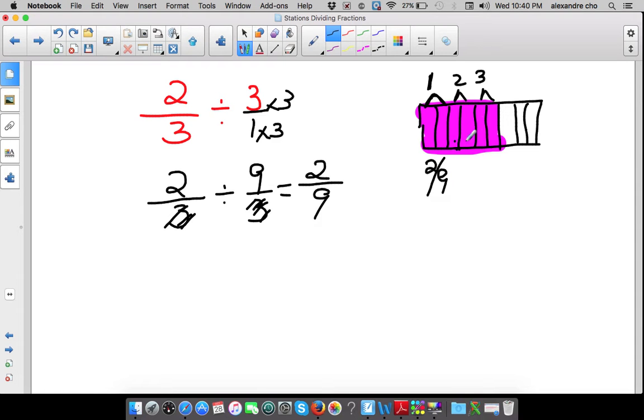The second guy, what did he take? He took these 2 pieces, and that's also 2/9. And the third guy also took 2 pieces, which was 2/9. So that matches your answer right here. Okay?